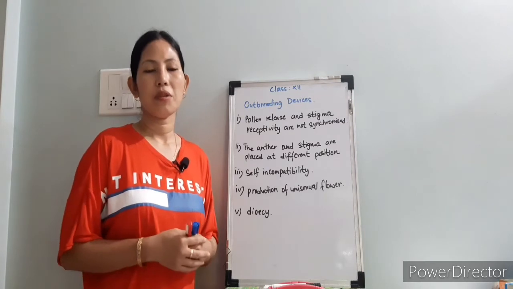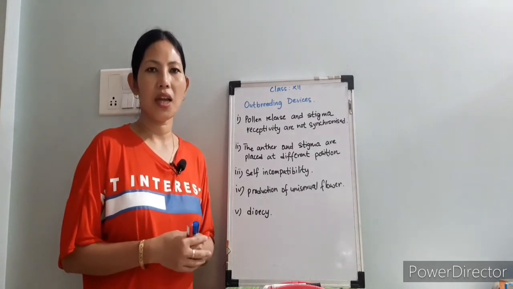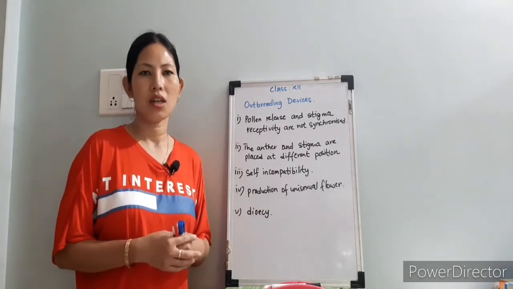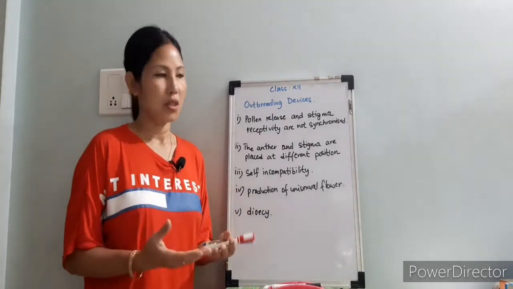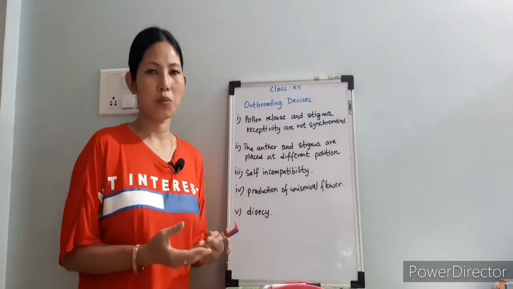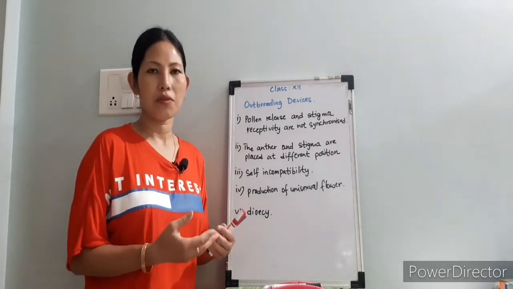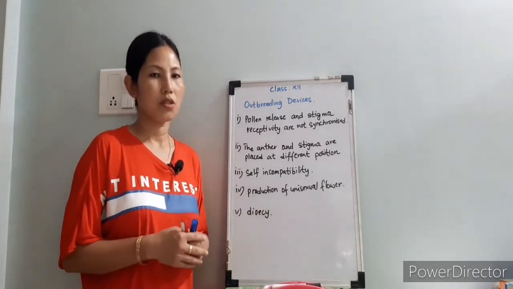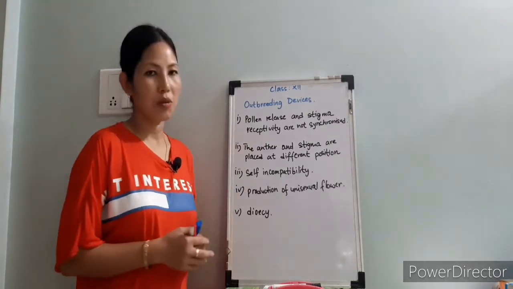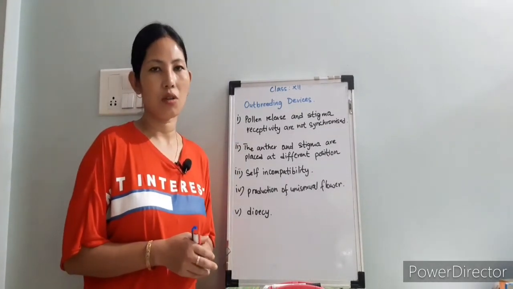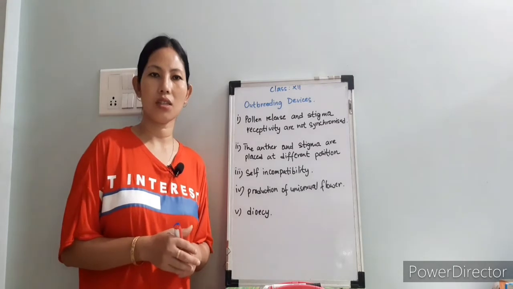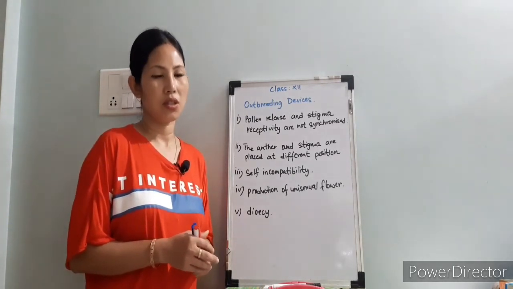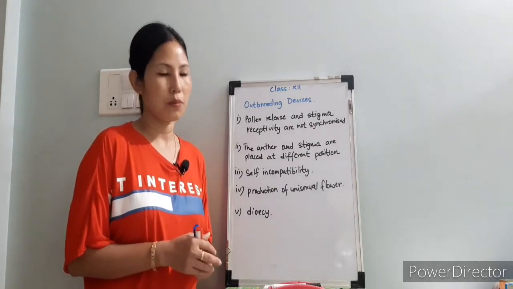So in order to prevent this inbreeding depression, the plant undergoes various strategies or measures by which they can go for cross-pollination, or they can prevent themselves from being self-pollinated within the same plant of the same species. So here we will see one by one. We will discuss what the various outbreeding devices are, or what the various strategies are for preventing self-pollination or overcoming inbreeding depression.